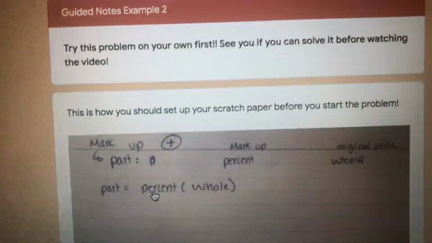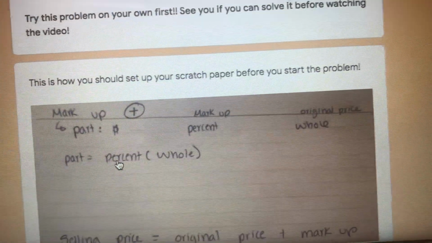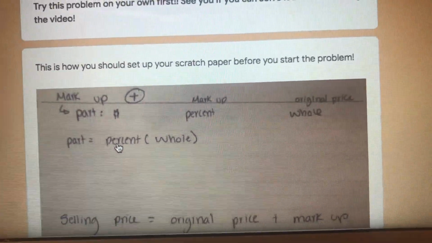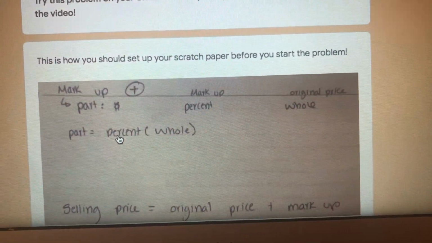Example 2. So you should have tried this out on your own already. But if you're like, ugh, I am stuck, I got you.